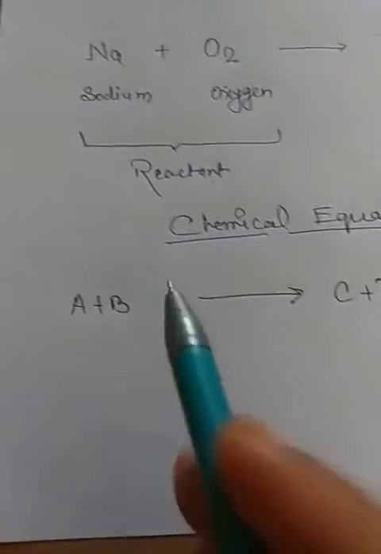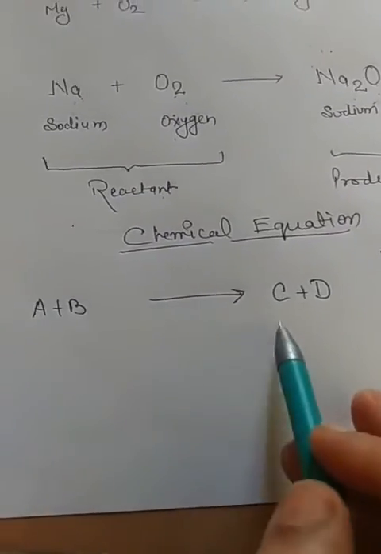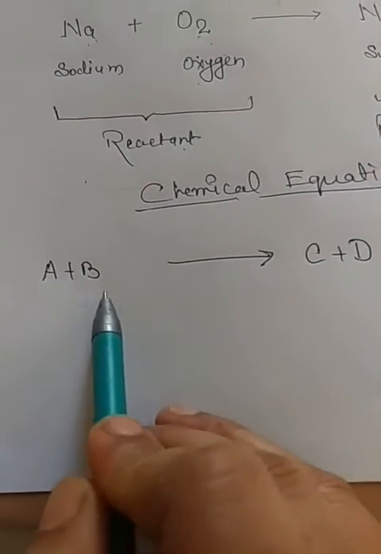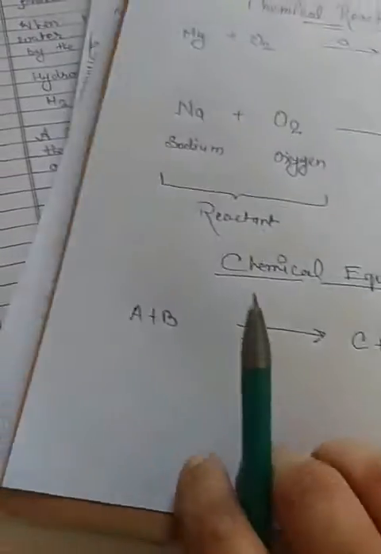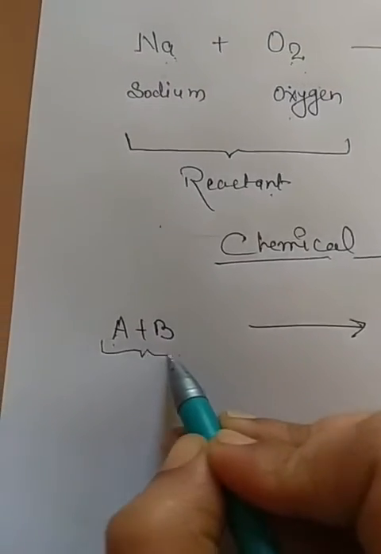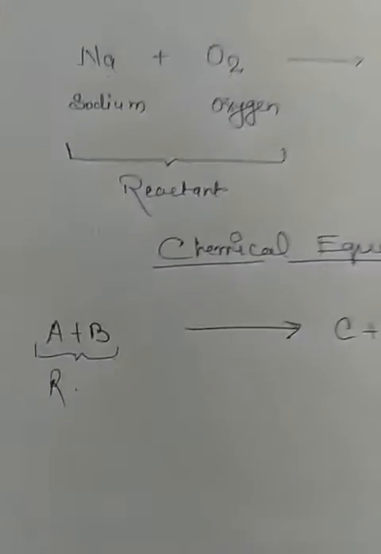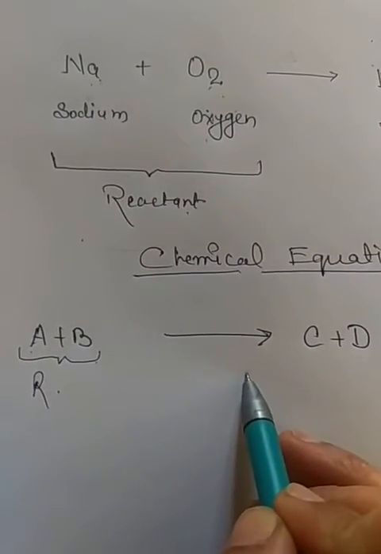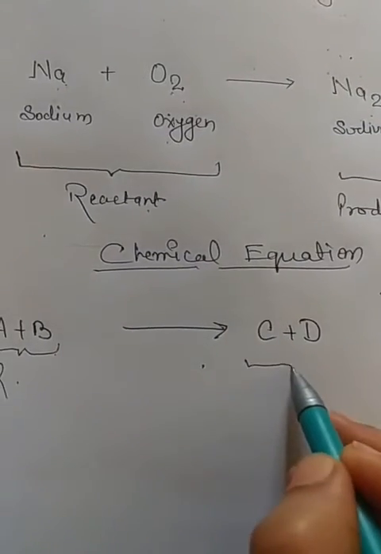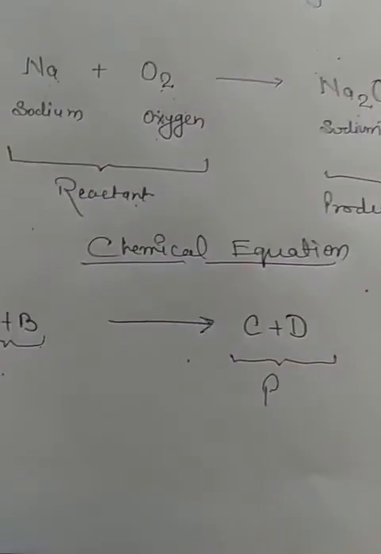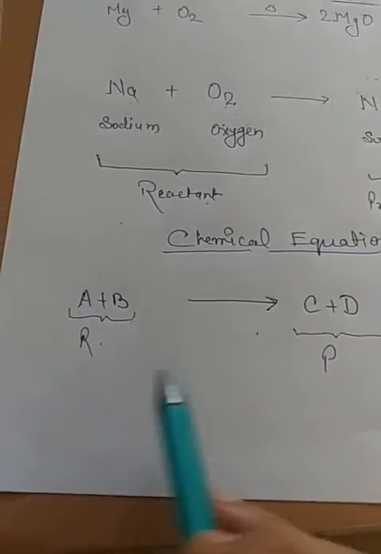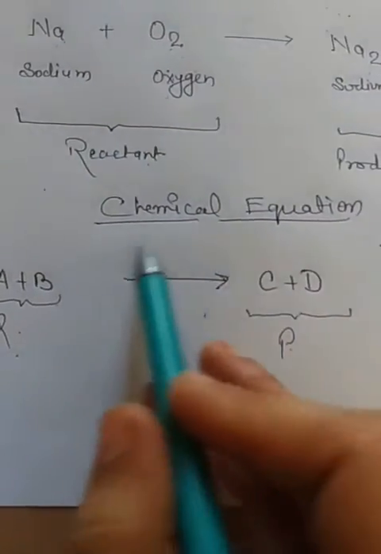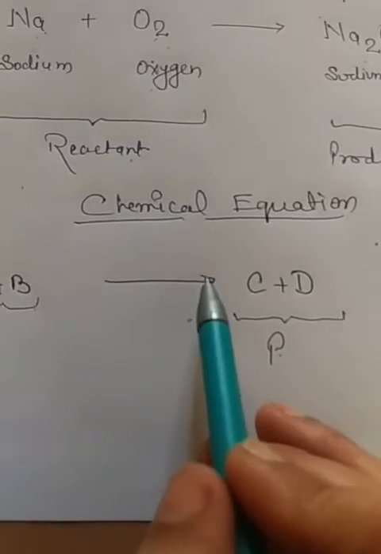Let's take an example. A plus B gives C plus D. In this equation, A and B are called reactants. As we have discussed, when two substances react together, they are called reactants. The arrow shows the direction of the chemical reaction, and C and D are called products.